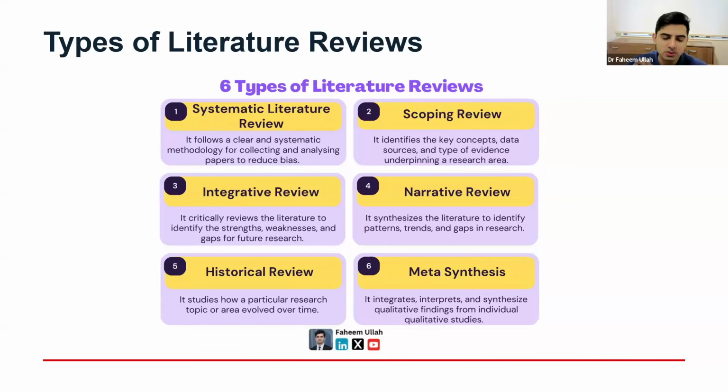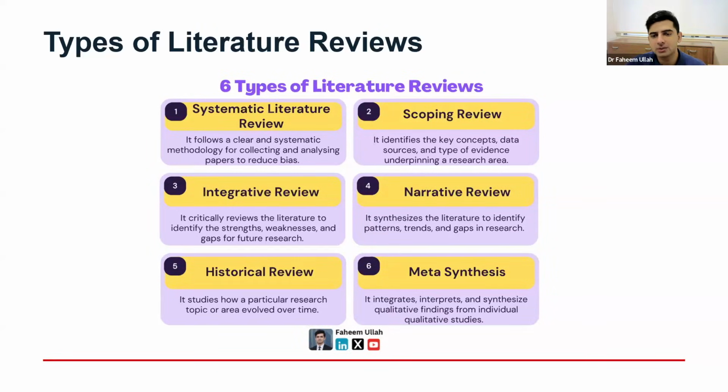In this one, you more look for identifying the main concepts, the data sources, the type of evidence, those kinds of things. So you do not follow that much of a rigorous methodology. Rather, you look for understanding the field through a scoping review. The third one is integrative review. Now, in this one, we analyze the literature in a critical way.